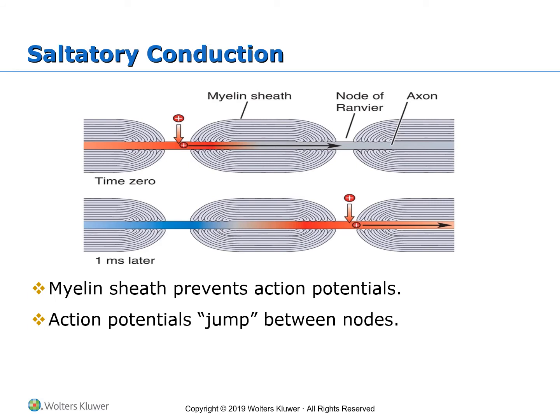What is saltatory conduction, and how does it help nerves increase the speed of transmitting a nervous impulse? Some axons are coated with a fatty material called myelin. When a fiber does not have any myelin, the action potential spreads continuously and is kind of slow, just like in the process that I described before.